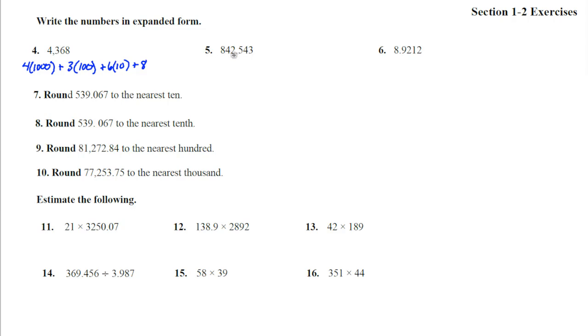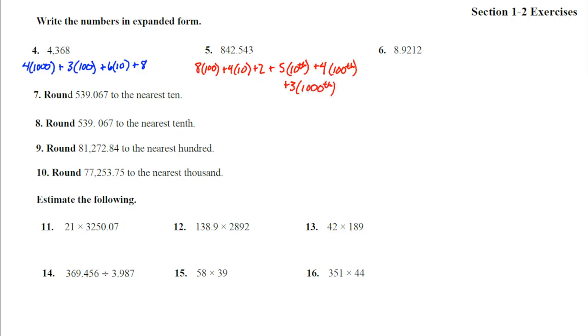Number 5, 842.543. The 2 is in the ones, 4 is in the tens, 8 is in the hundreds, the 5 is in the tenths place, hundredths place, and thousandths place. So it would be 8 hundreds, and then we have plus 4 tens, plus 2 ones, plus 5 tenths. So 5 is in the tenths place, plus 4 hundredths with a TH on there, and plus 3 thousandths. Let's go ahead and move that down there so we don't run into the next one. Plus 3 thousandths. There we go, good.